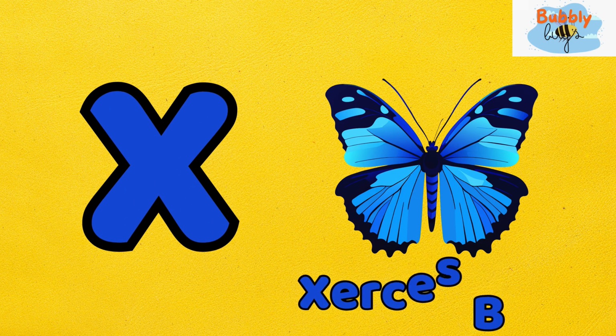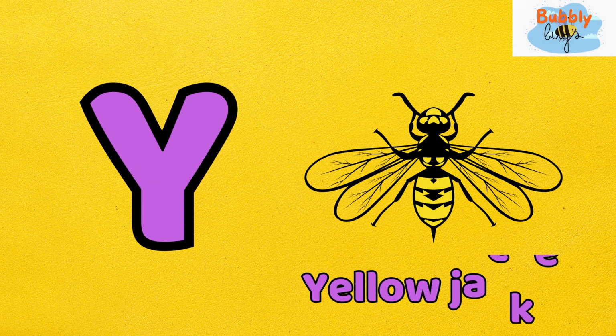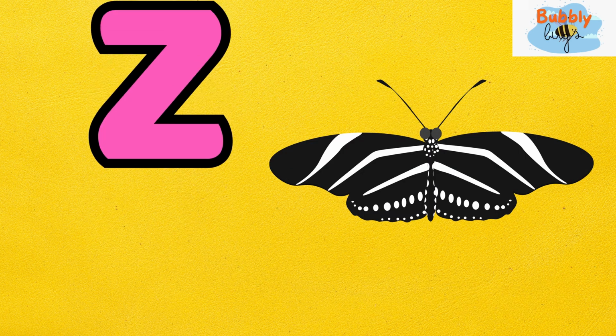X is for Xerces blue. Y is for yellow jacket. Z is for zebra butterfly.